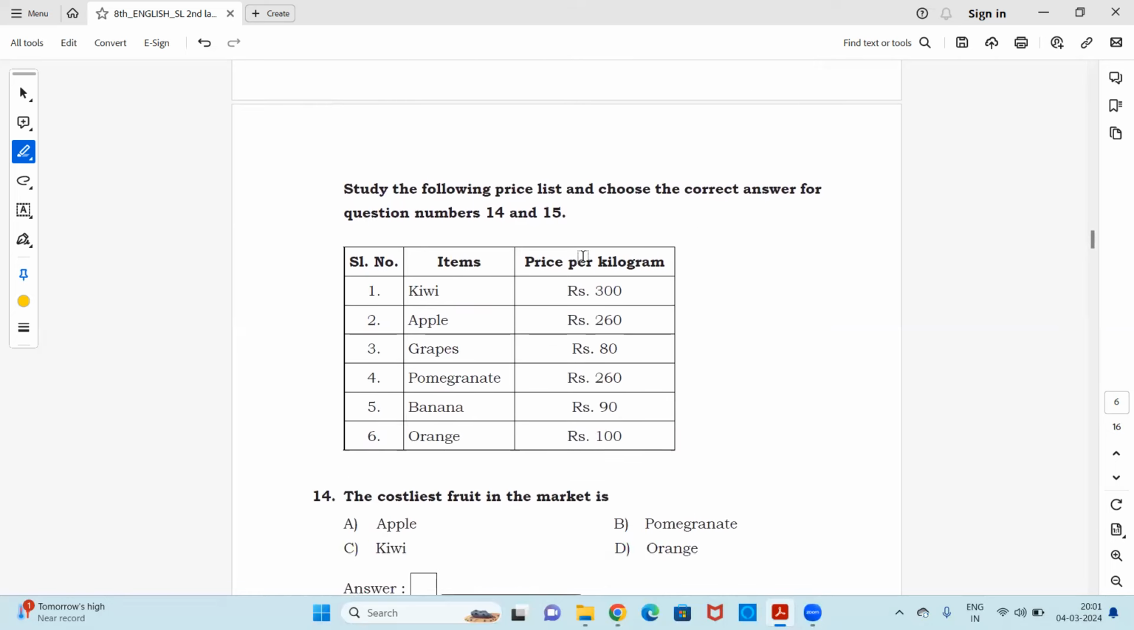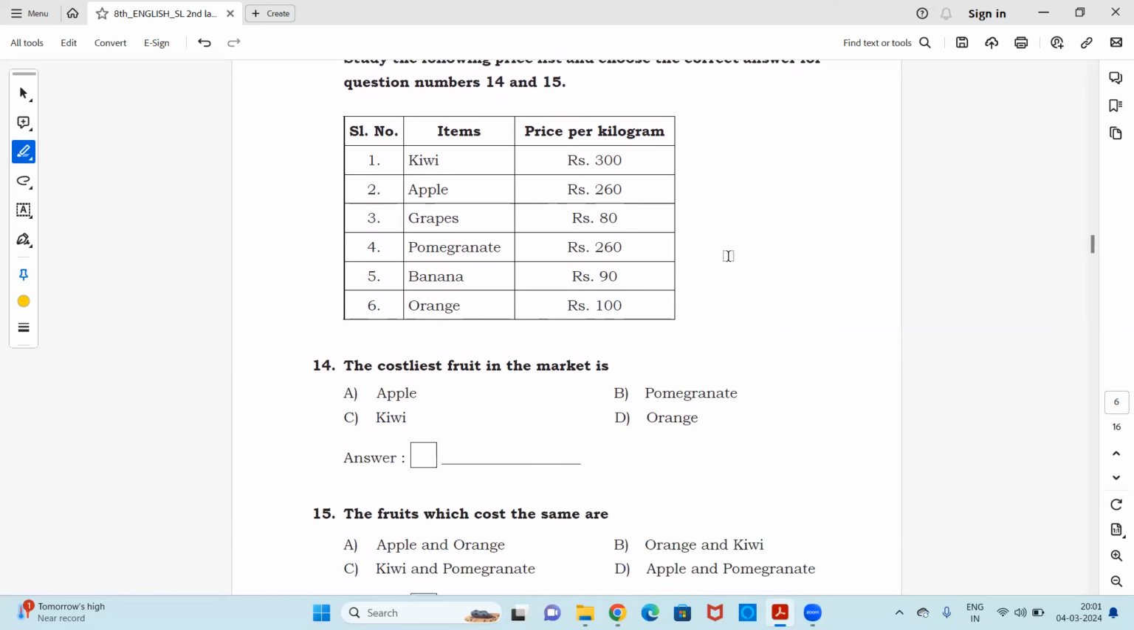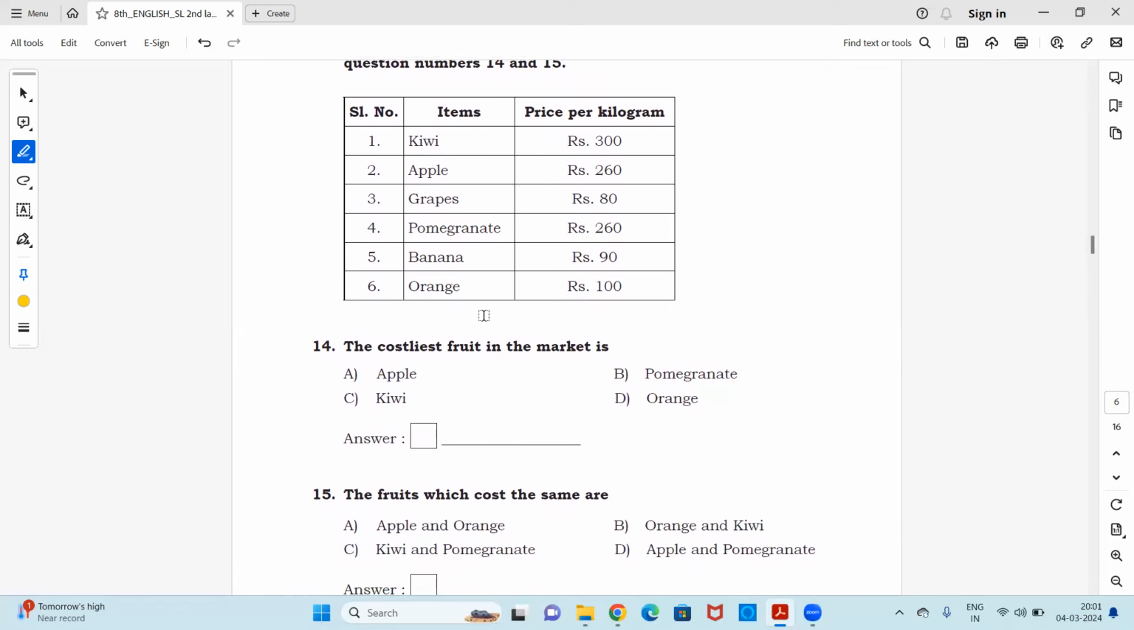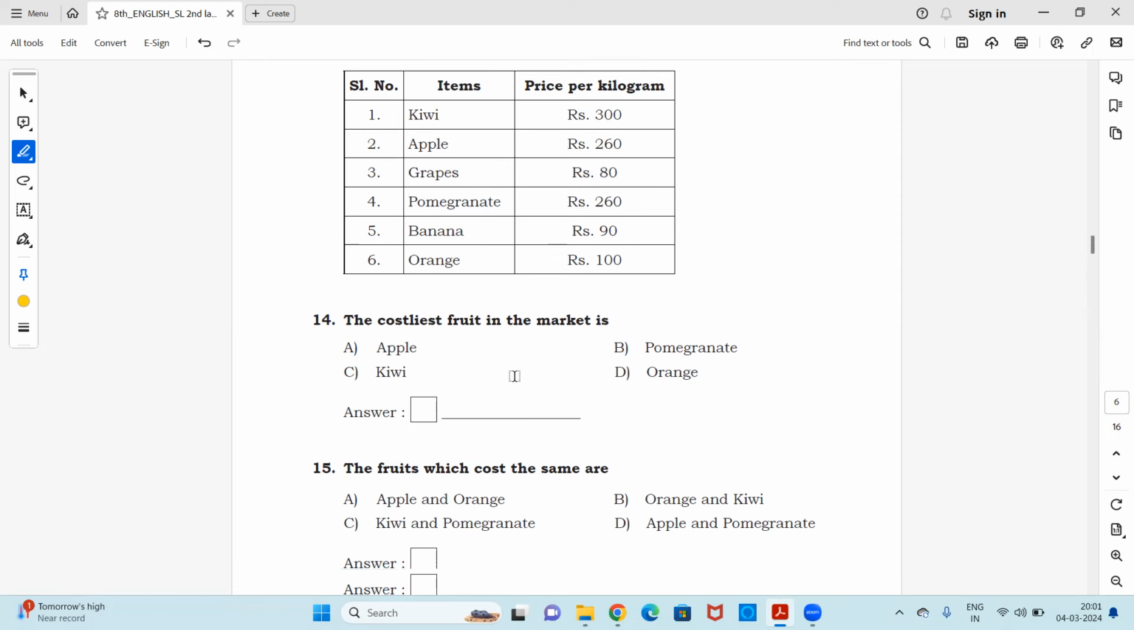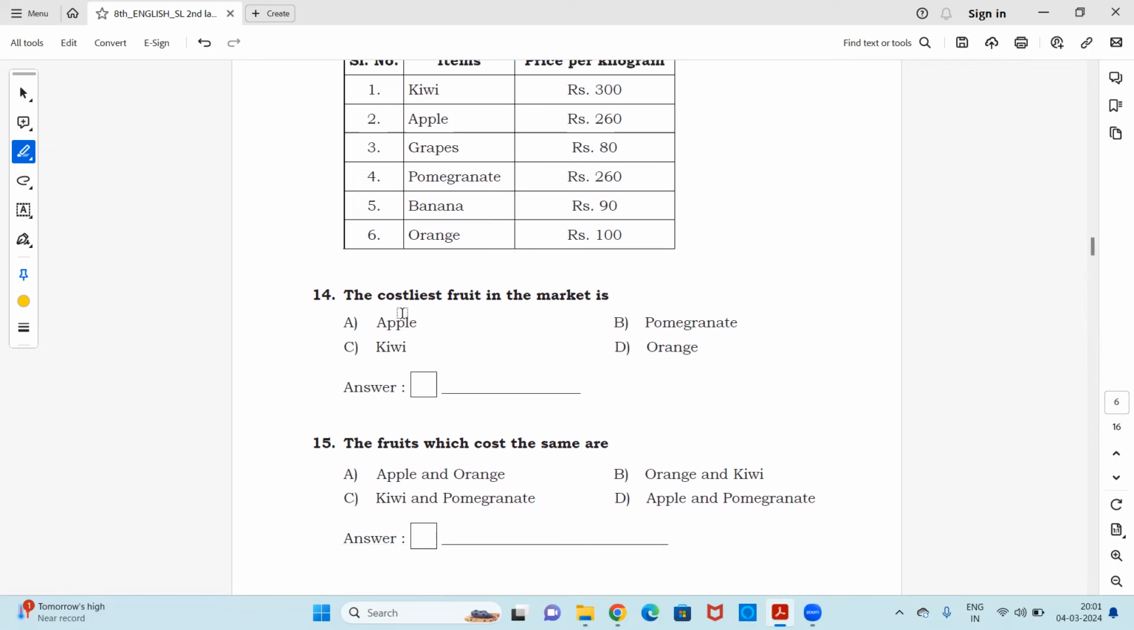Now, study the following price list and choose the correct answer for question 14 and 15. Okay, so you have some fruit items given over here and prices per kilogram. So you just have to observe and then write the answers over here. So the first item here is kiwi, rupees 300, apple 260, grapes 80, pomegranate 260, banana 90, orange 100. Okay, so this is the table with the cost.